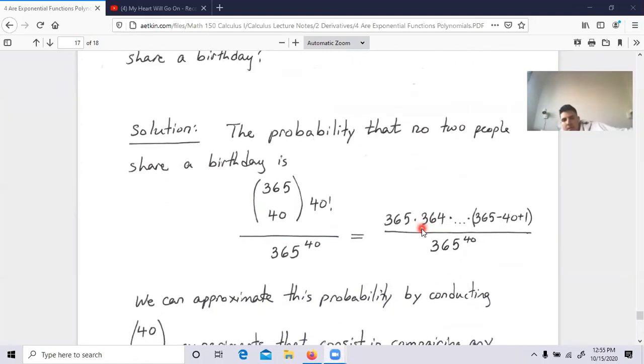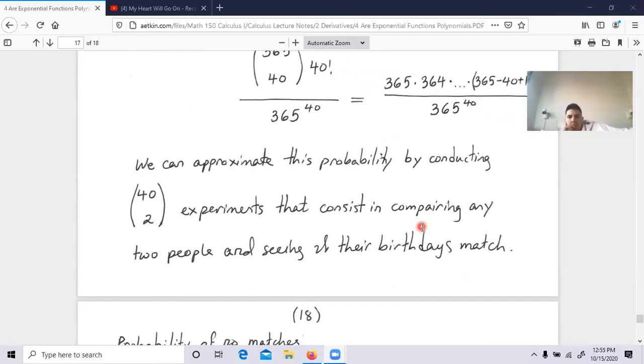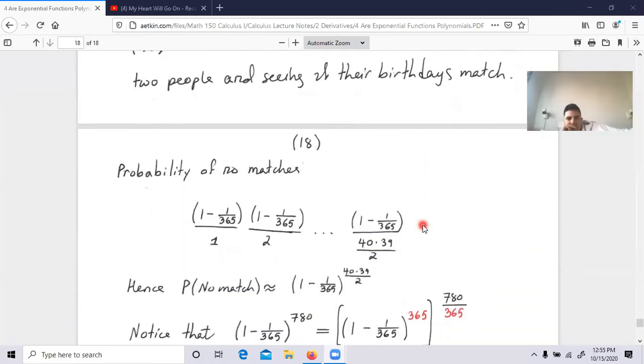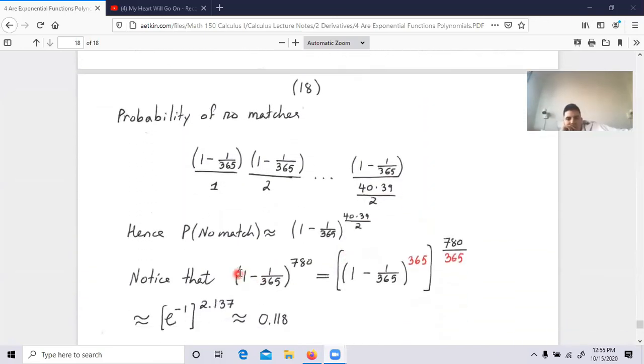I will not bother you with the calculation, since I don't know how much energy you have, but it ends up being this number, right? Once you carry out the calculation, it's approximately 1 minus 1 over 365 to the power of 780. If you're interested afterwards, you can read about it. It's something that probability people are definitely bothered by.